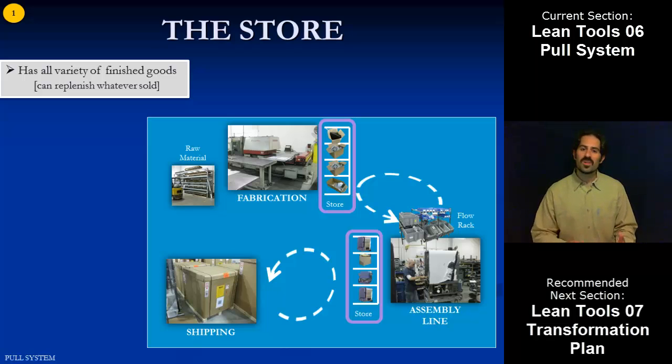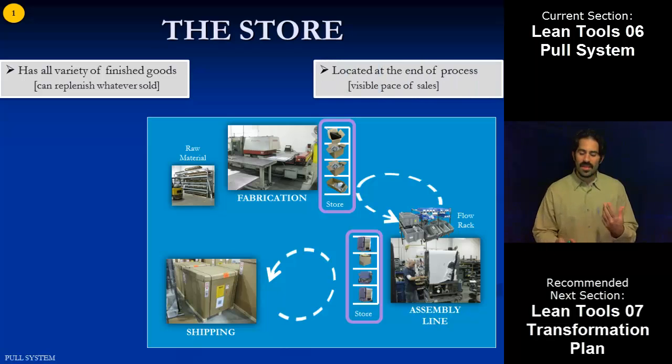Obviously, in the real world, it can be more complicated. There are some things we'll do to address that a little bit later on, but for right now, we'll just keep it simple. So you've got 4 different products that you make. Each step has a store that has those 4 different finished goods kept there. And then that store is also located at the end of the process, right? So I finish it, I put it in my store.